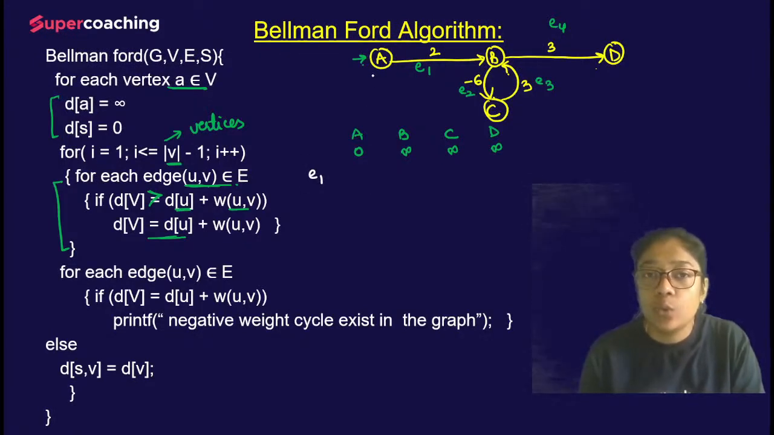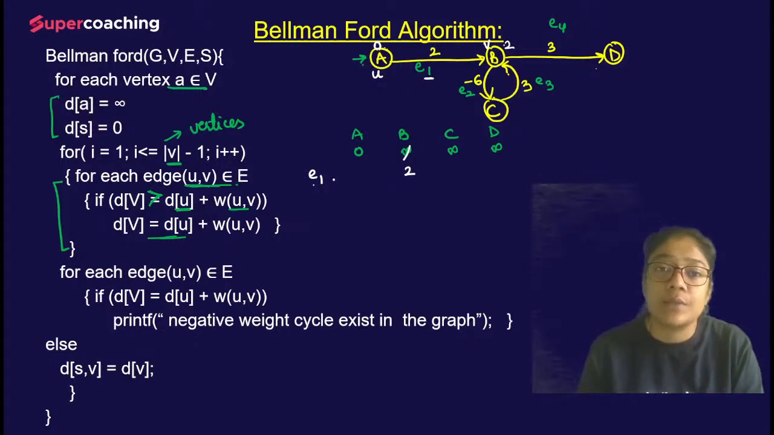E1 के लिए U is A and V is B. Destination. So 0 plus कौन सी edge consider कर रहे हैं? E1. We are considering the edge E1. 0 plus 2, that comes out to be 2. Initially these values are infinity. तो इसका change किसके ऊपर आएगा? B के ऊपर. 2 is smaller than infinity. Yes, so this value gets updated as a result of E1. This comes out to be 0, 2, infinity and infinity.